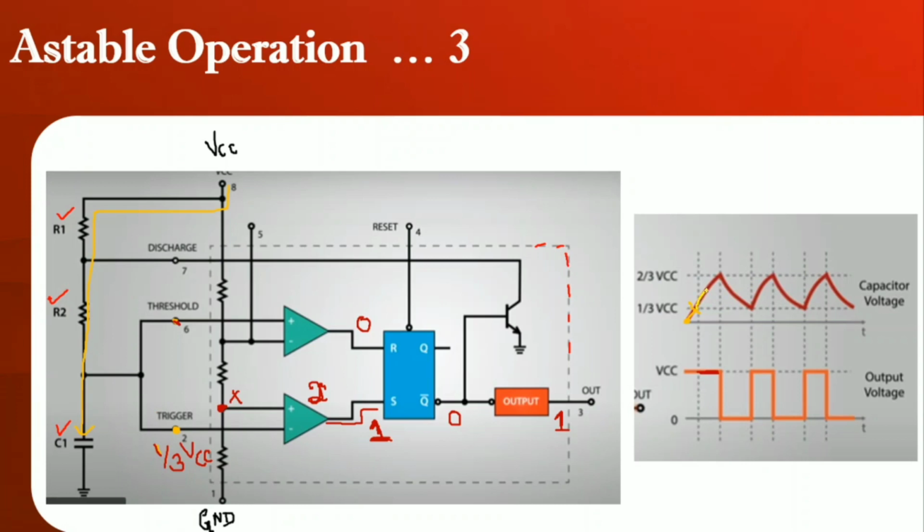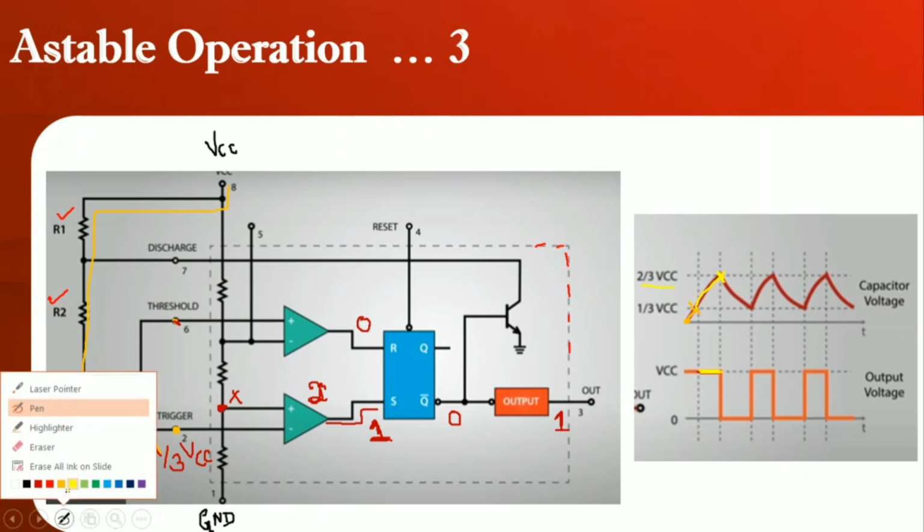So it will keep charging and reaches 2 by 3 times of VCC. Your output will remain 1. Now the capacitor attains the charge of 2 by 3 times of VCC.